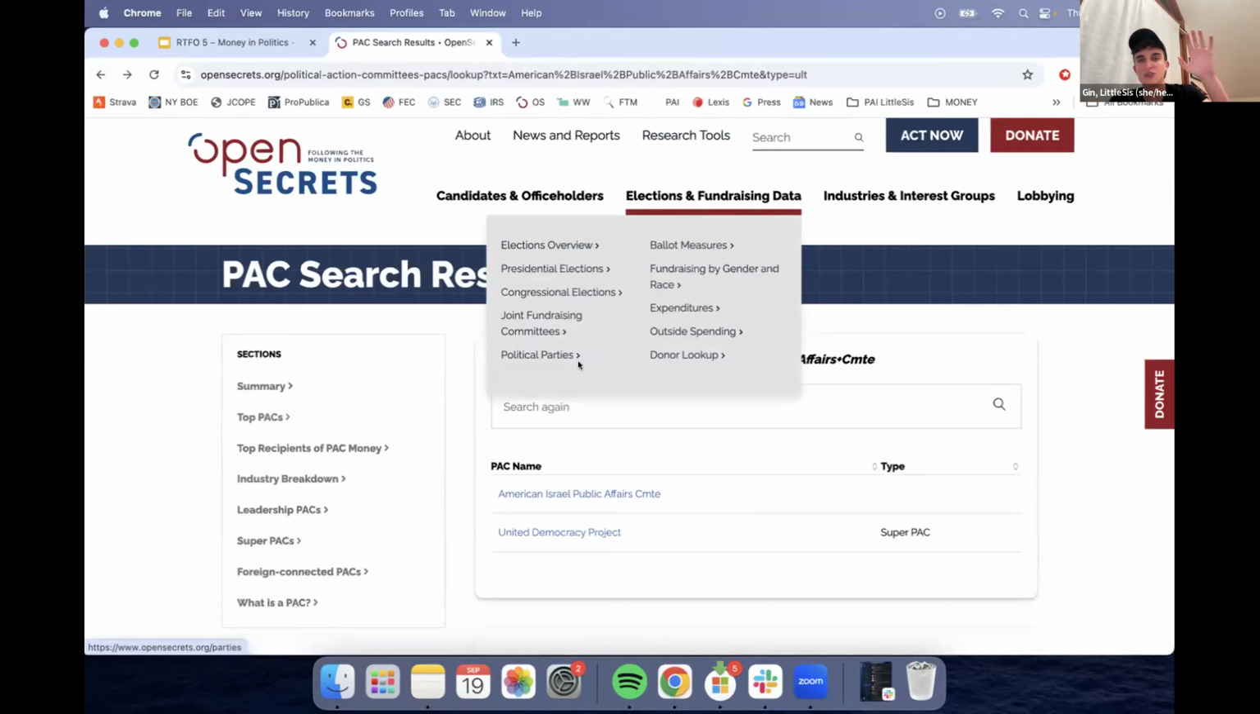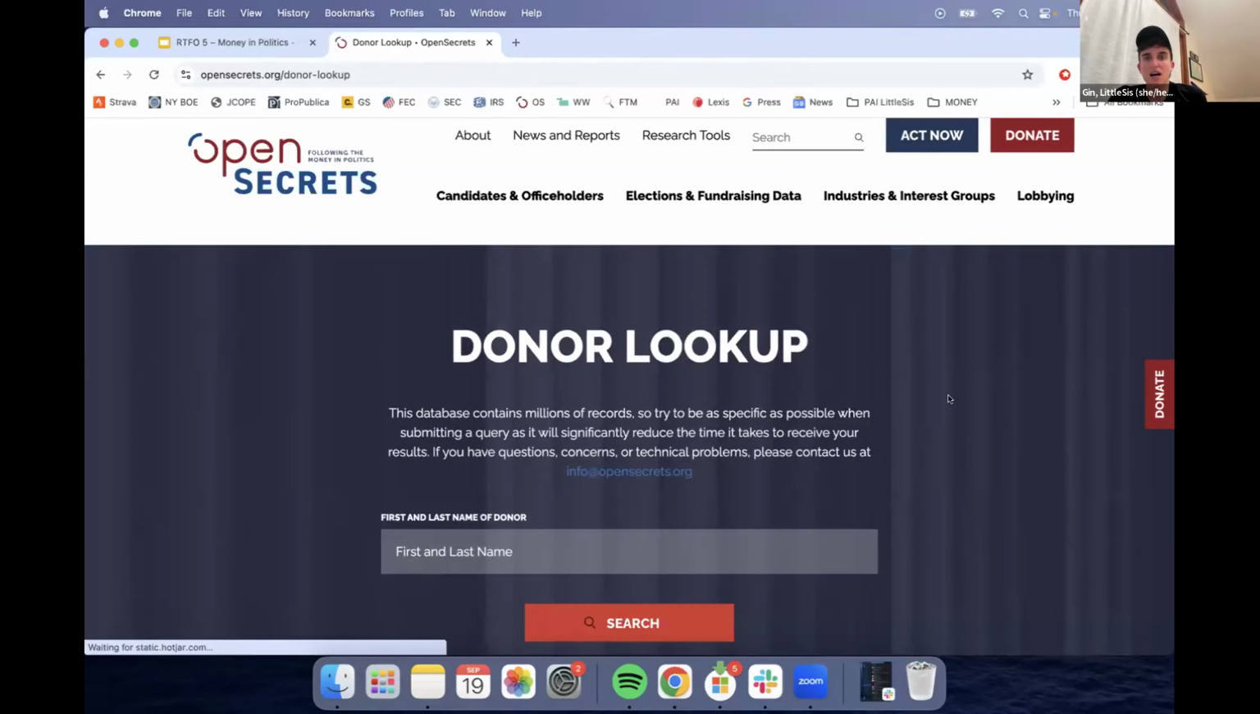And so you can get into some more specifics, looking at ballot measures, looking at fundraising by gender and race, looking at outside spending, all of that. So definitely take some time, poke around. Another main research tool that Open Secrets has is their donor lookup tool. And this one is the one that most closely resembles the FEC tool.